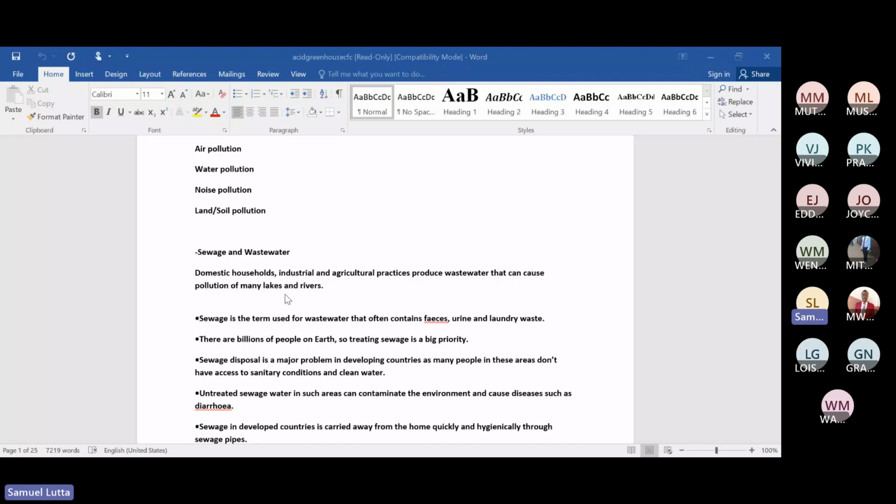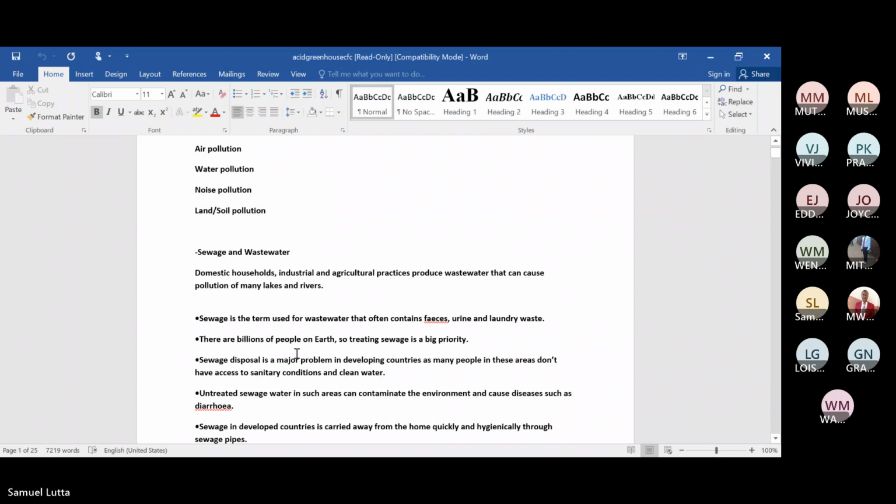So there's been a concern about sewage and wastewater. Domestic, household, industrial, and agricultural practices normally produce a lot of wastewater, and this can cause pollution of many lakes and waters. Sewage is a term used for wastewater that often contains fecal waste, urine, and laundry waste. So we can get this from the laundries.